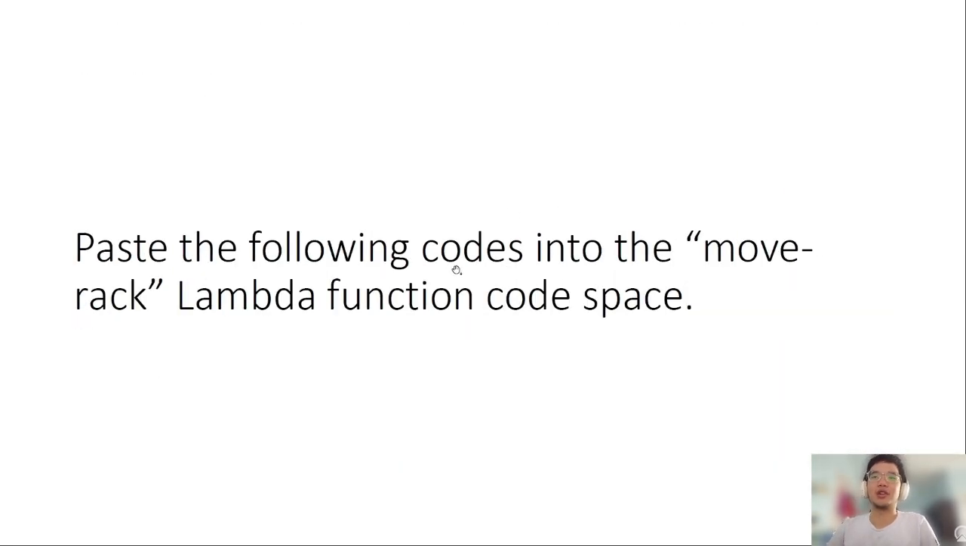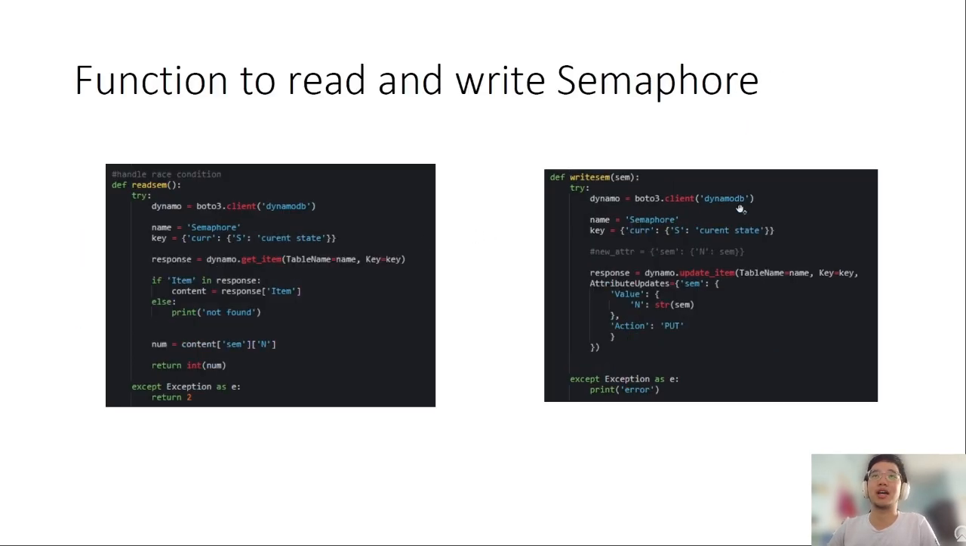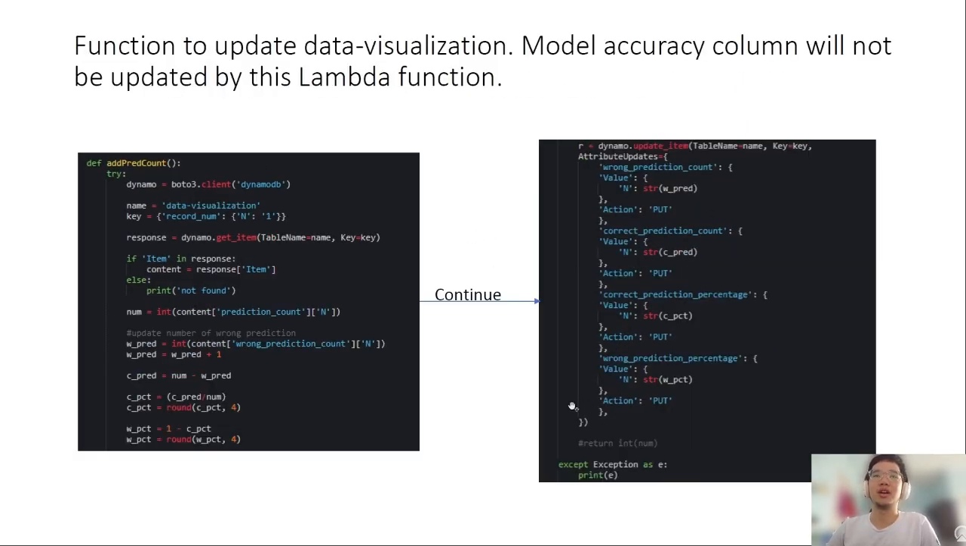And then the following codes are the functions to do this action, read and write. So read and write current state, read and write semaphore. These are read and write on the data visualization table. All are quite similar to the previous ones, just that here we need to change a little bit.